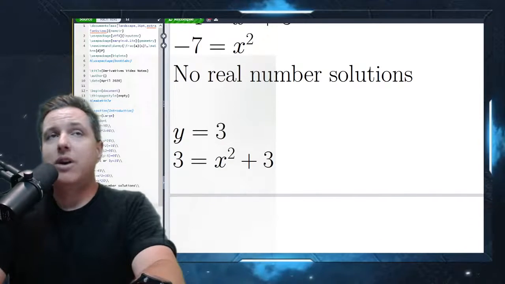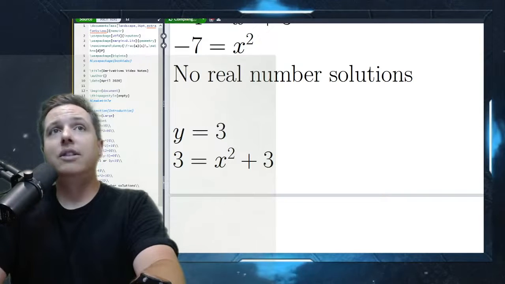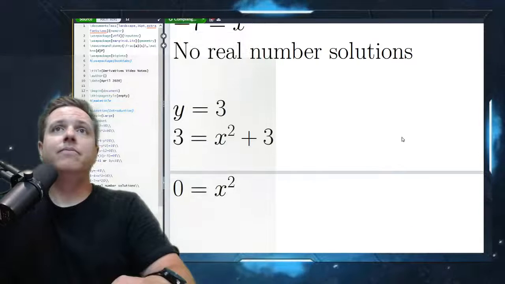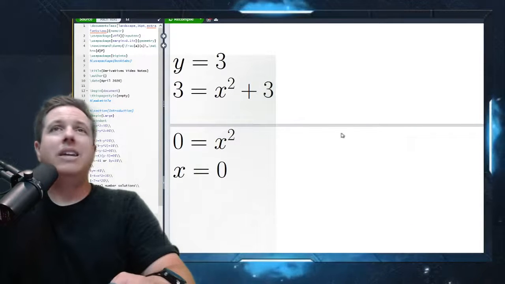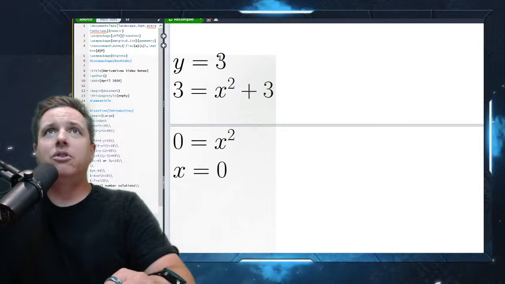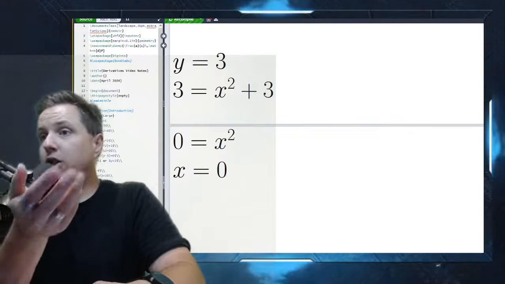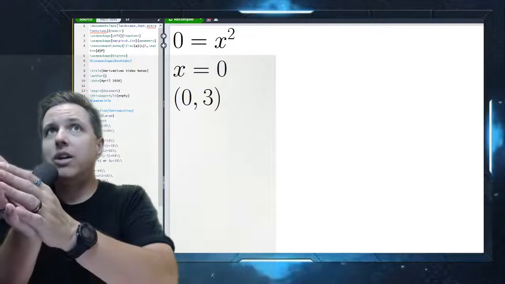Of course, if you subtract 3 from both sides, you're going to get x squared equals 0. And if you solve x squared equals 0, you're going to get x equals 0. And what does that tell us now? We said when y is equal to 3, x is equal to 0. So that's given us the solution that we were looking for, which is that x equals 0 and y equals 3.